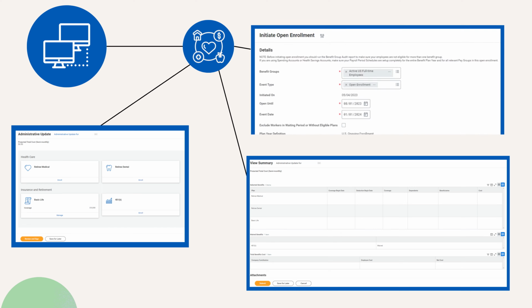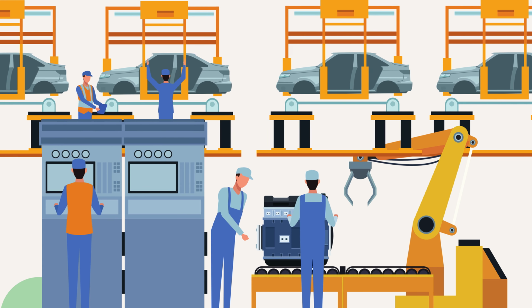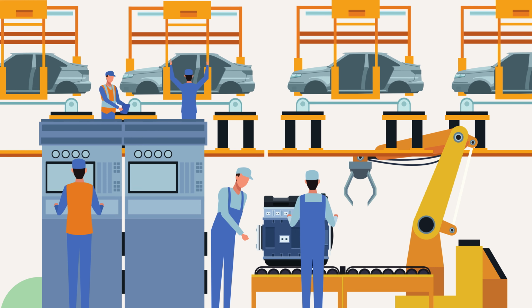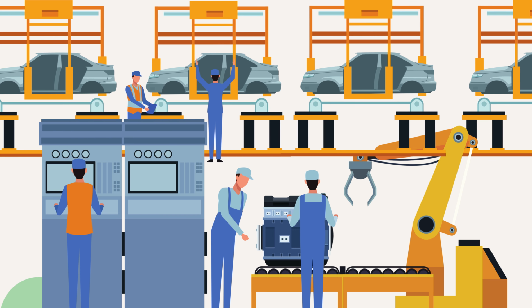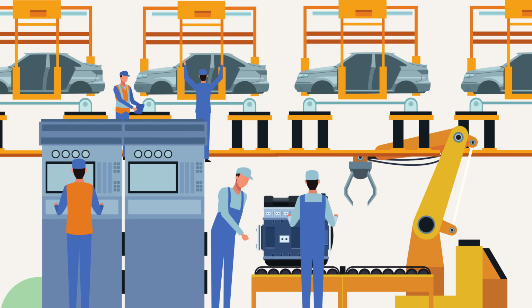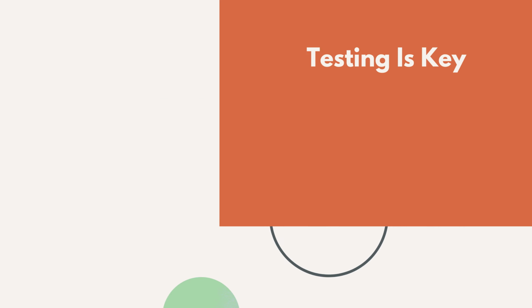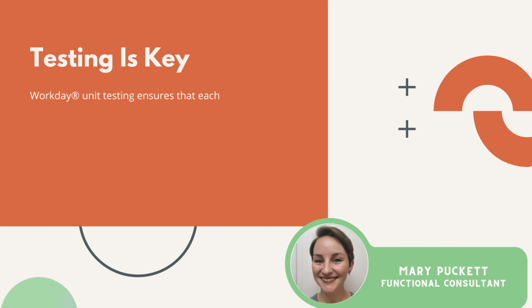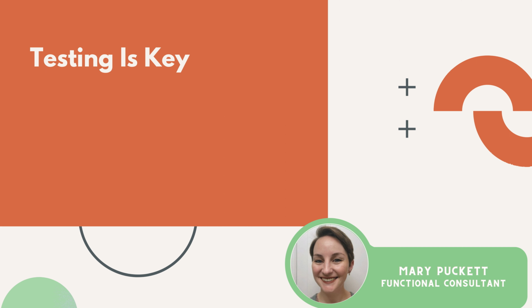Another, maybe more real-life example would be testing a new car before it's released to the public. The car manufacturer would test each component of the car, like the engine, the brakes, transmission, to ensure that they're all working properly. And by catching any issues with those early on, they can fix them before they release the car out to the customers. Of course, making sure that that car is safe and reliable. Workday unit testing ensures that each part of the system works as intended, and provides a smooth and efficient experience for the users. Testing is key, and it's important to prepare by doing two things first.